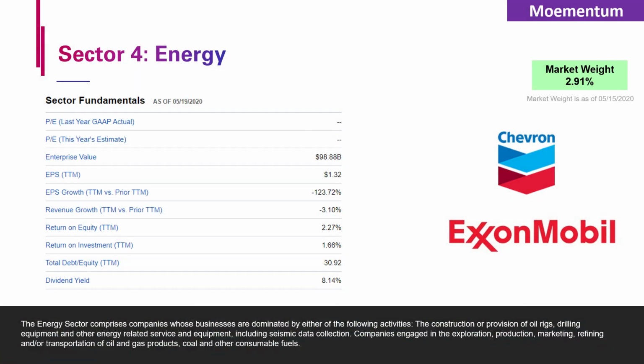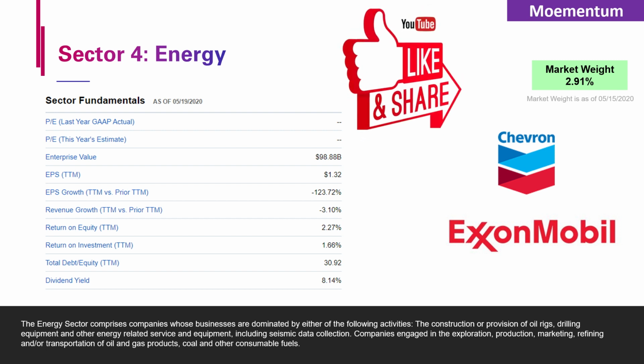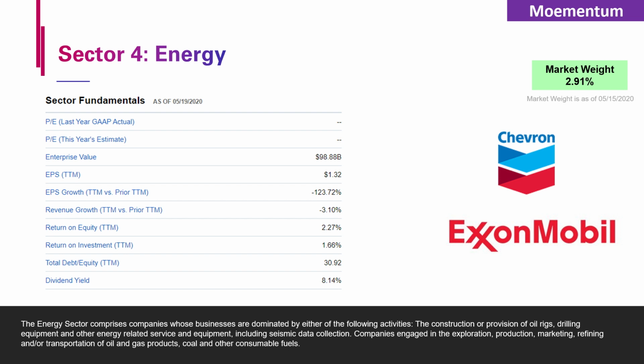Next sector is energy, which has been hit really hard in terms of their performance. Here we have companies such as Chevron and ExxonMobil. Their dividend yield is quite high, sitting at 8.14%, but their price to earnings ratio is not available at this time because overall the sector is not profit making, and as a result there is no actual earnings to be able to calculate the price to earnings ratio accurately.